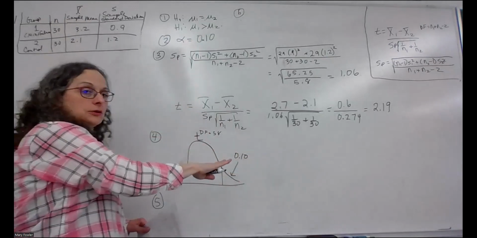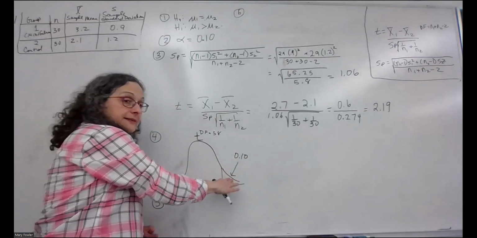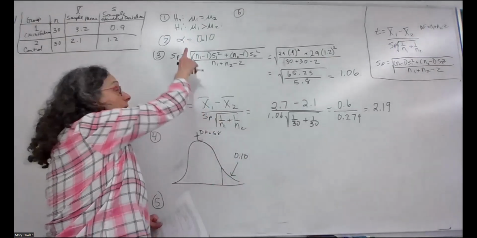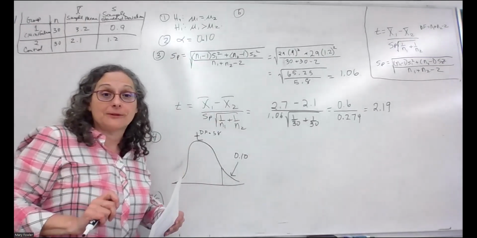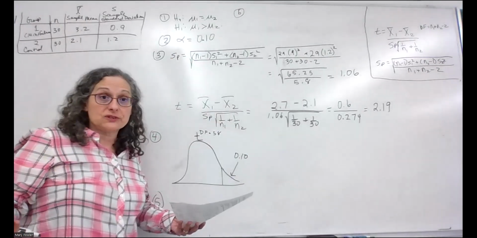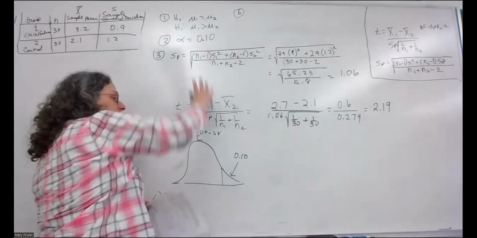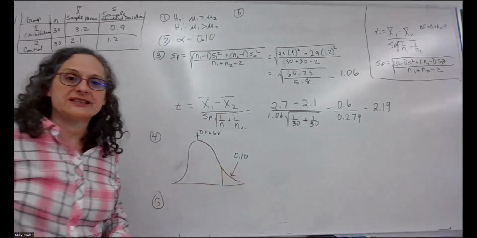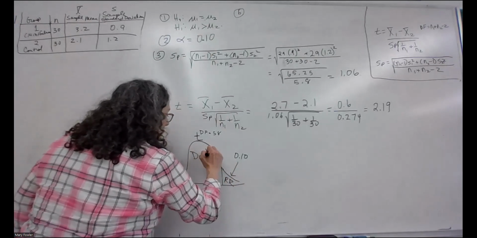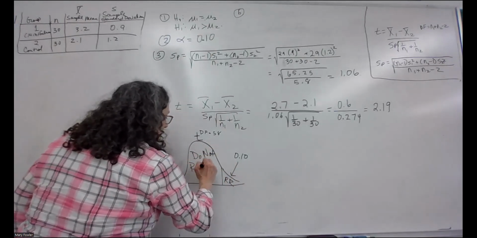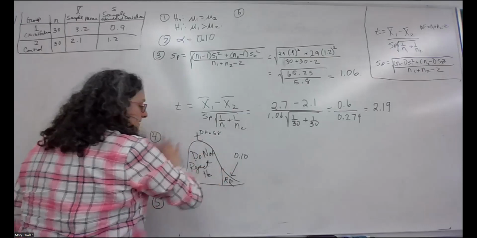Now all of that area stays in this tail. This is a one-tail test, so we don't have to divide by 2 like we did in the first problem. We did that because it was a two-tail test. For a one-tail test, the whole alpha goes into the tail. Okay, so this is my rejection region. Do not reject the null hypothesis in this region.